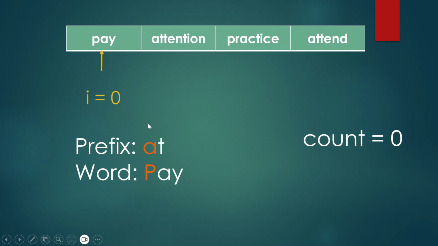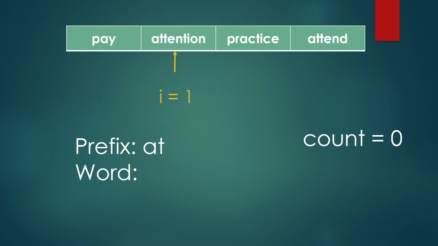For the first index, I equal to 0, we check if prefix dot charAt 0 equals word dot charAt 0. If both are equal, then we have to check the others. If this is not equal, we don't have to check further because the first condition is not matched, so we simply return false. I will show the function later.